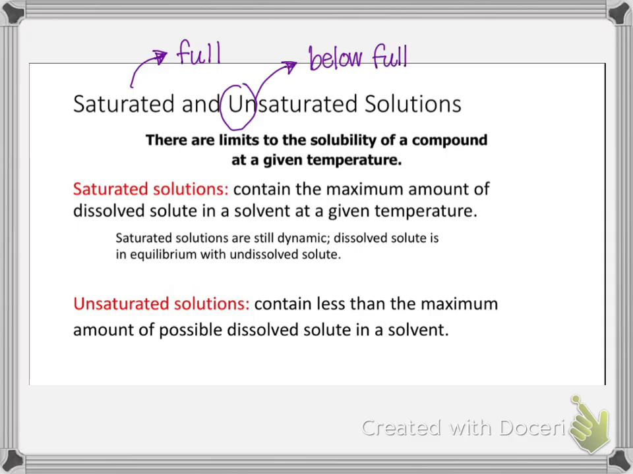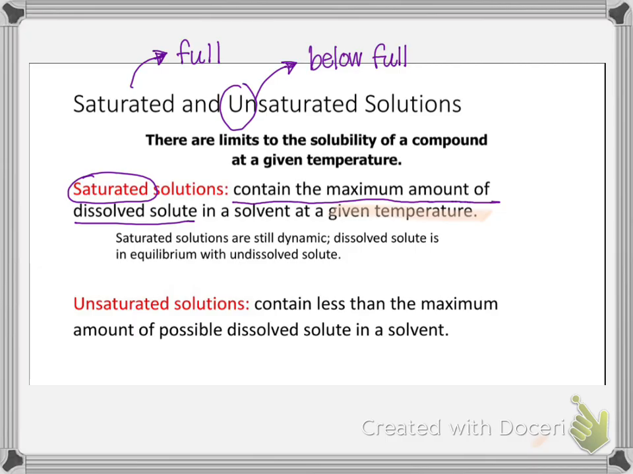Okay, so we know that there's a limit to how much can dissolve. If the solution is saturated, it contains the maximum amount of dissolved solute. Now, notice they write here at a given temperature. Why? Because we know the limit changes with temperature. So if the limit changes, we have to know what temperature it is to know what the maximum is.